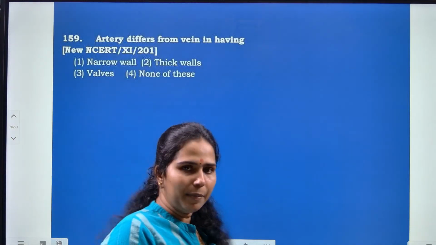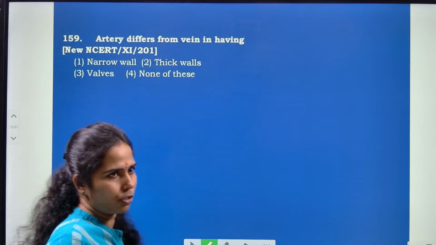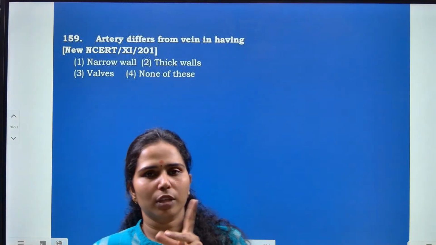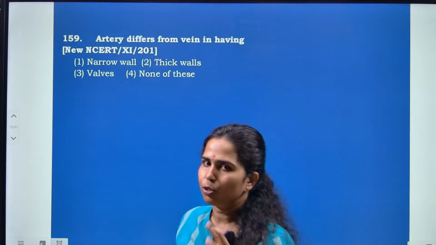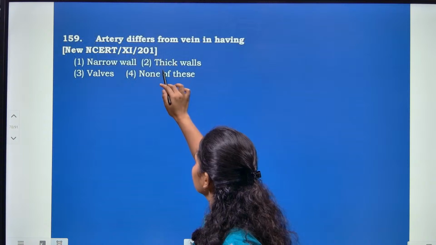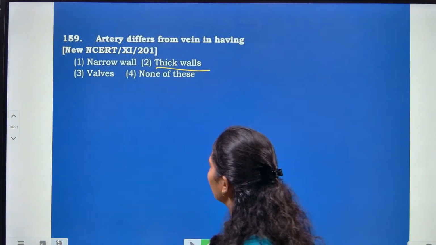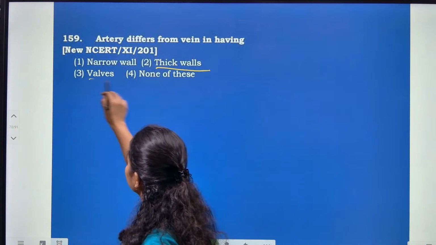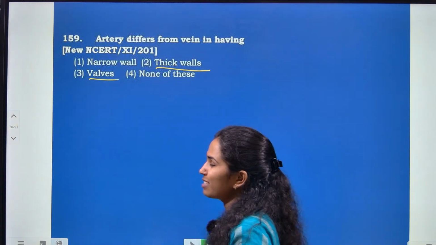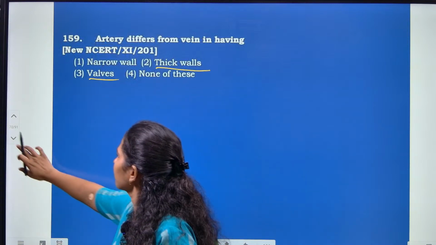Next question: artery differs from veins in having. How can we differentiate arteries and veins? Whether they are thick walled or thin walled. Arteries are thick walled, but veins are thin walled. They are not narrow walled, and they are not the valves. Valves are nothing but we can call them sphincters, the walls, or none of this.